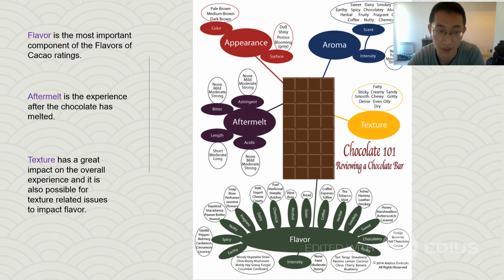The third important criterion is the texture. Texture has a great impact on the overall experience, and it is also possible for texture-related issues to impact flavor. It is a good way to evaluate the mark region, attention to detail, and the level of pretension.